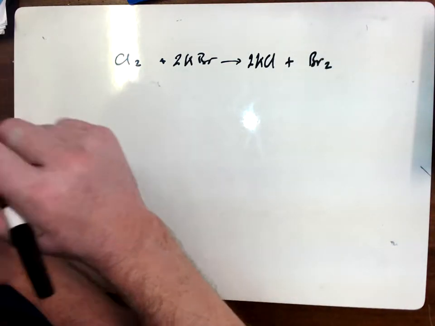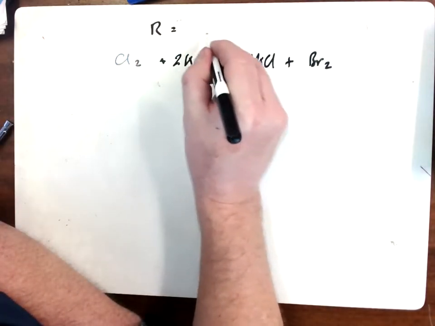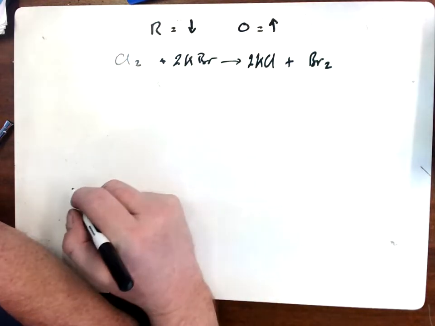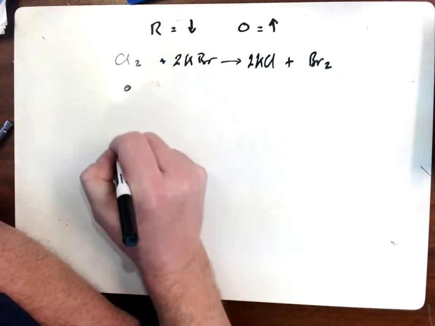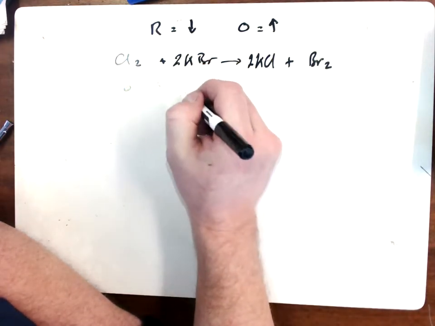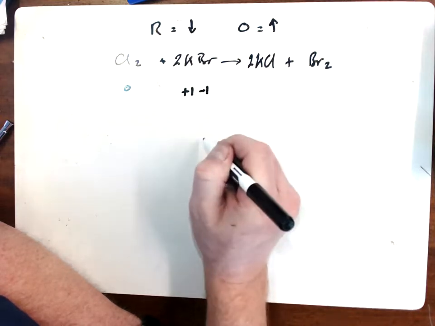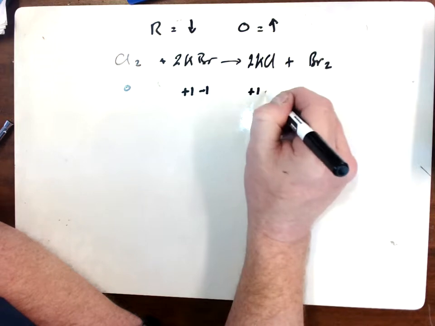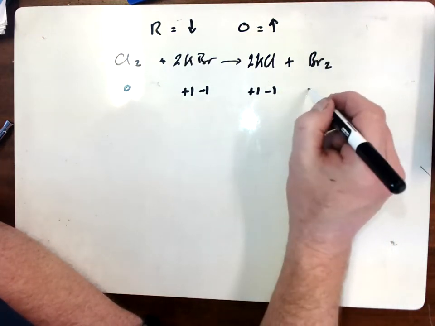So let's first of all remind ourselves that if something is reduced, reduction means the oxidation number goes down, oxidation number goes up. So let's go through these and apply those. Chlorine is pure and uncombined, so it's 0. We don't worry about the 2 here, that's not relevant. Potassium is group 1, so it's always +1. Bromine is group 7, so it's always -1. Potassium is always +1. Chlorine is group 7, is always -1 except when attached to oxygen, but it's not. And bromine is pure bromine on its own.